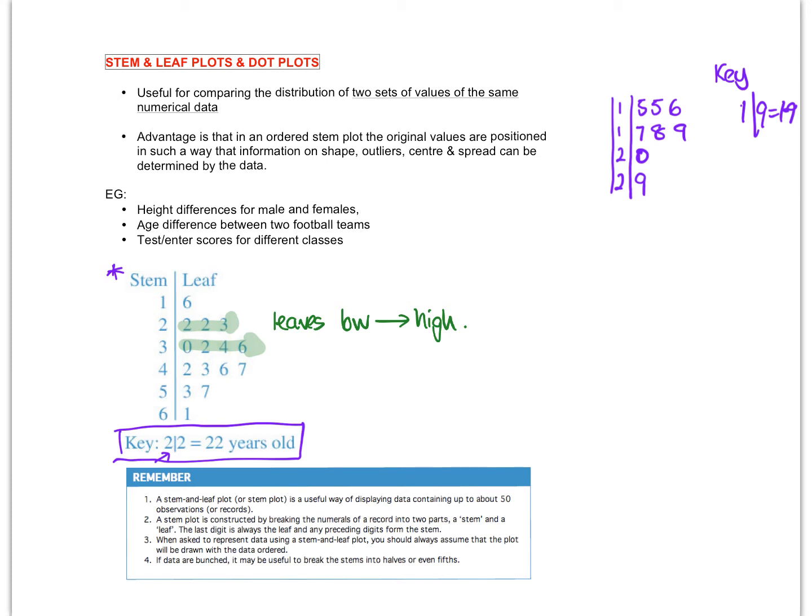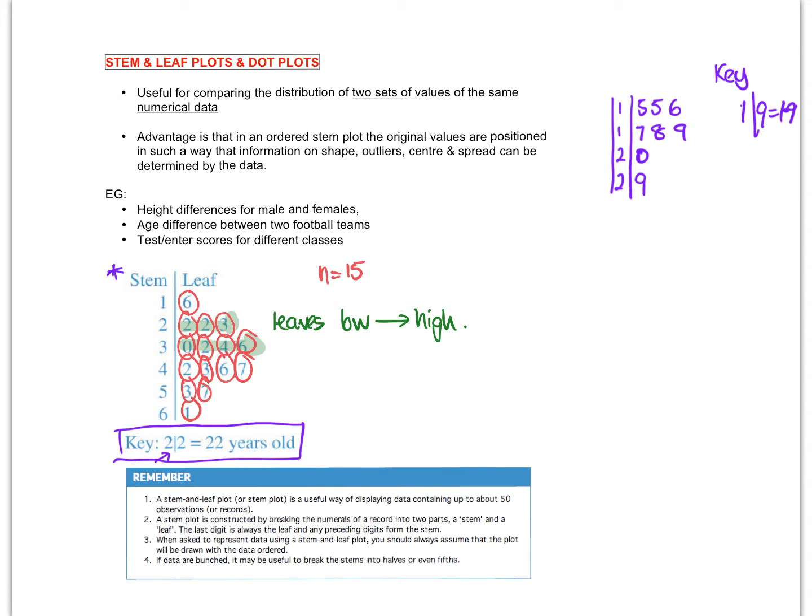So if you were counting up how much data we actually collected here, so say they've collected the ages of all these people, how many people did they actually survey? You just count the leaves. So there'd be 1, 2, 3, 4, 5, 6, 7, 8, 9, 10, 11, 12, 13, 14. So 15 people, ages were collected.